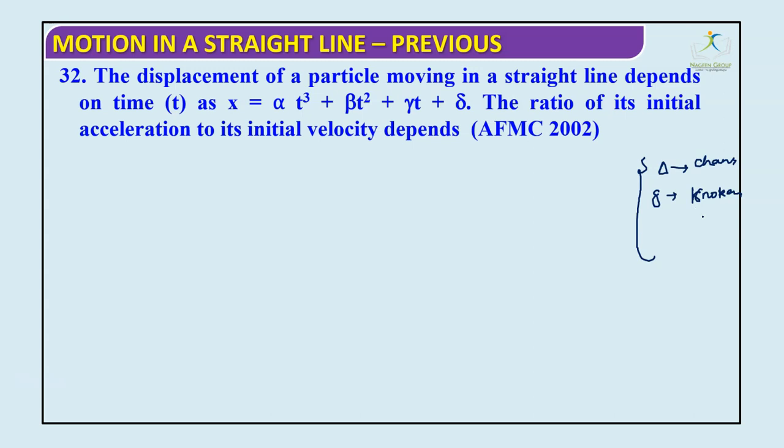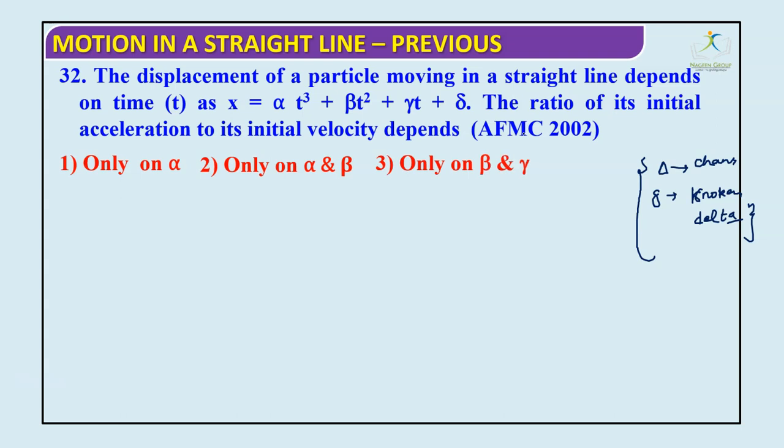Kronecker delta. We are using the symbol for the partial differentiation also. So the ratio of its initial acceleration to its initial velocity depends on. This question came in AFMC in 2002. So the options are only on alpha and beta, only on beta and gamma, only on alpha and gamma.